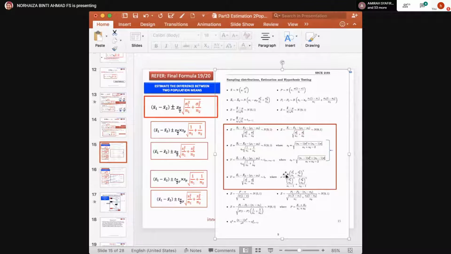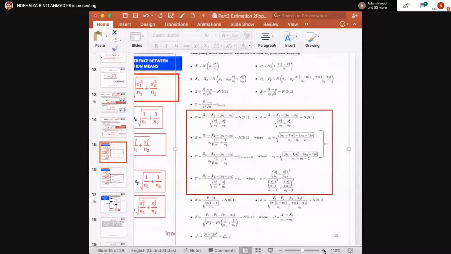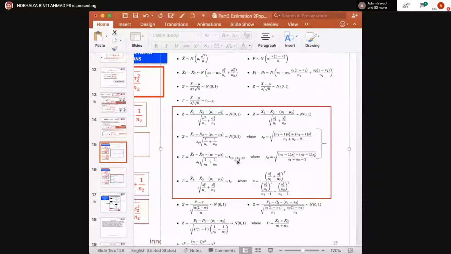If you have a common population variance and n is small, you still have to use a T distribution, but notice that the T distribution has different degrees of freedom. Here you've got n1 plus n2 minus 2. Here you've got this lot here.